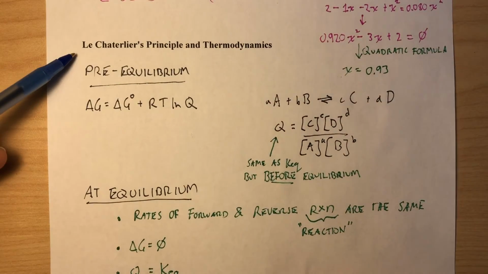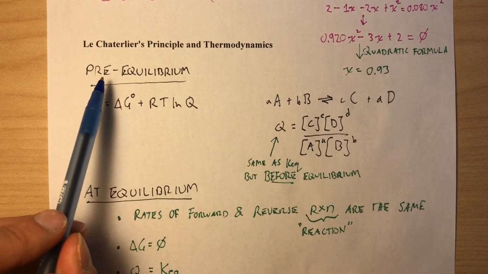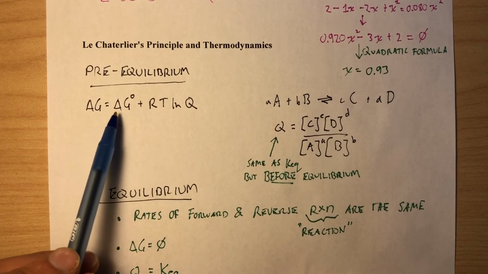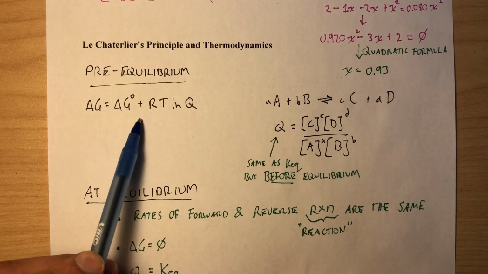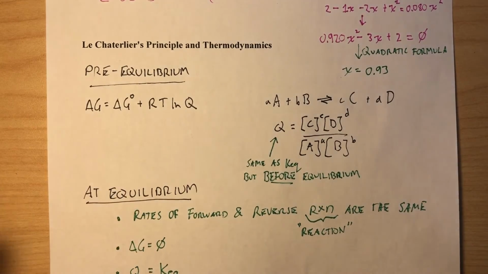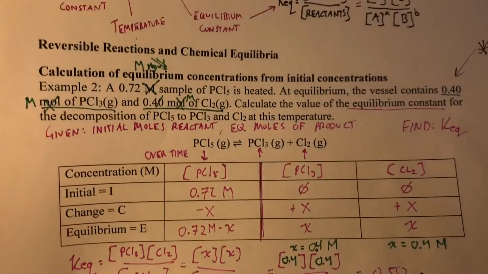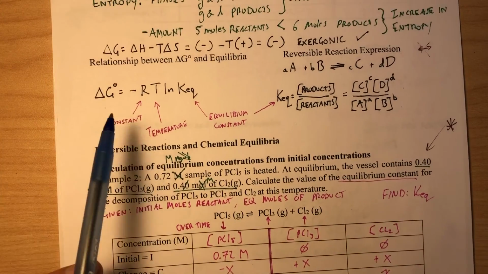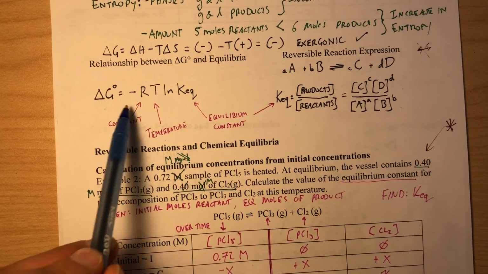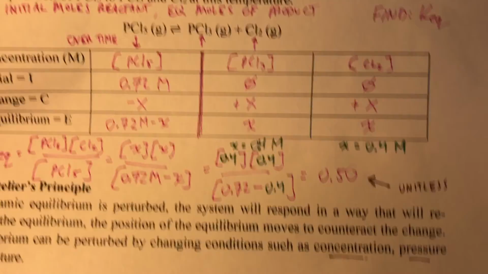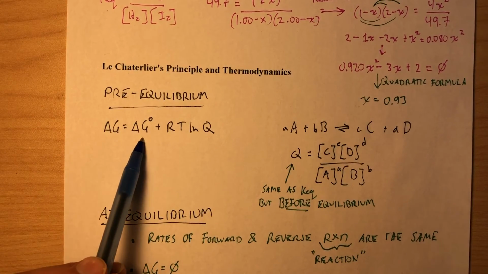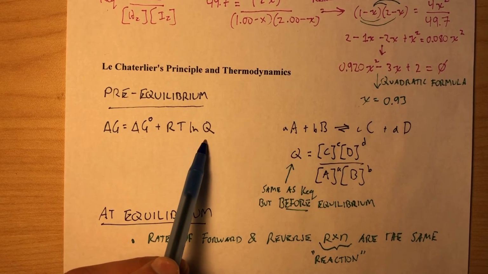Moving on to Le Chatelier's principle and thermodynamics. Before equilibrium, we can set delta G equal to delta G naught plus RT ln Q. So this is before equilibrium. At equilibrium, we can say that delta G is equal to negative RT ln K. That's at equilibrium. But before we're at equilibrium, we can't really use that equation. We have to use this one. Delta G is equal to the standard state delta G plus RT ln Q.